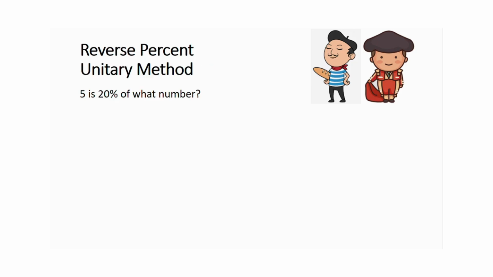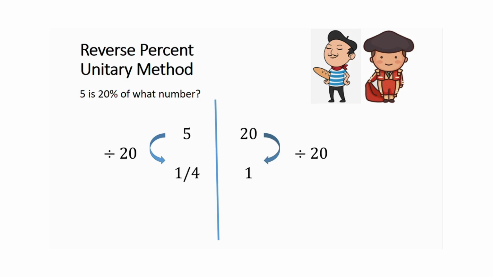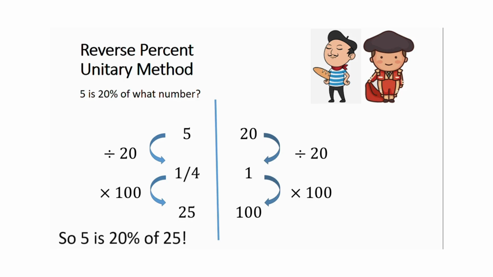Now, using the unitary method, it's very similar, but we say 5 is 20%, and we separate it. And we don't want to know 20%, we want to get to 1%. That's why it's called the unitary method. So we divide by 20 and get 1. Over here we have to divide by 20 and we get 1/4. Now we're looking for what is 100%. So we multiply by 100 over here. And that means over here we have to multiply by 100, and you can see that it is 25. So 5 is 20% of 25.